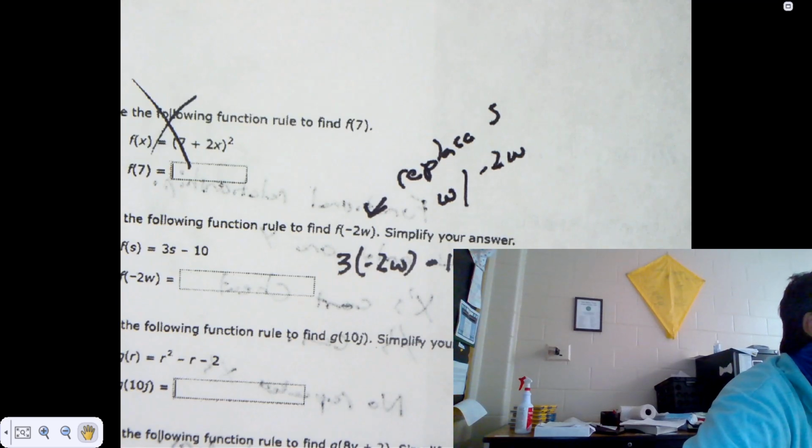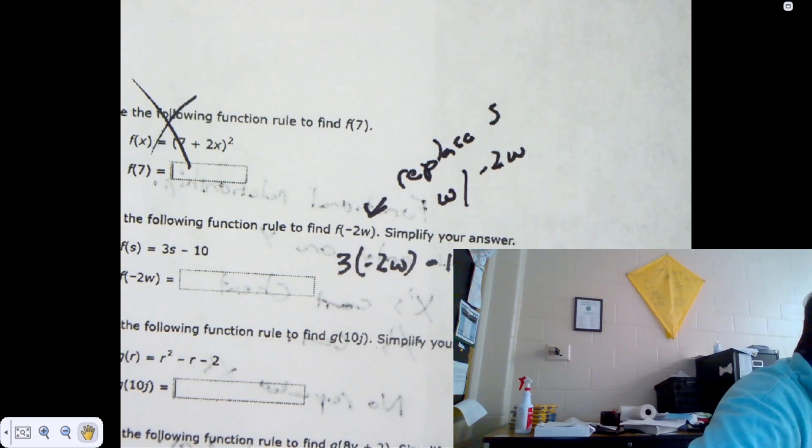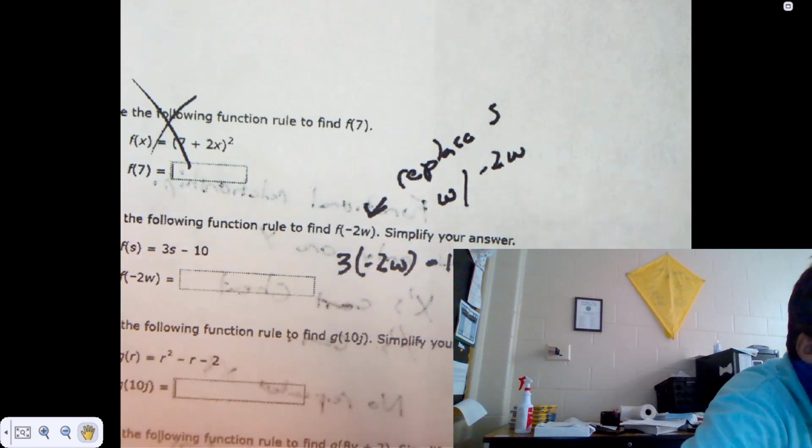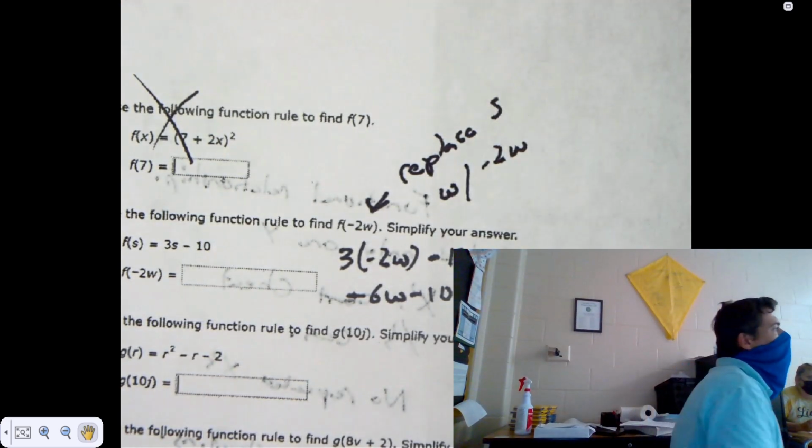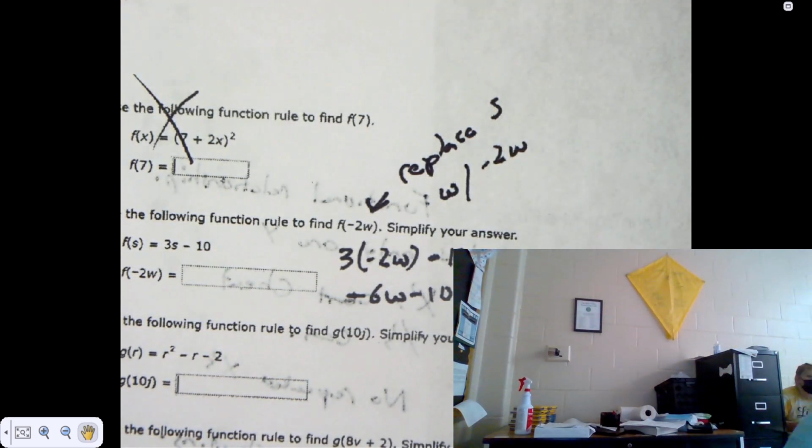Now, anyways, what is 3 times -2w? -6w. And it does say simplify, because there's going to be at least one kid who tries to put -6 and -10 together. It's going to happen. Can you? Why not? Not like terms. You can't add 3 apples and 3 oranges. You just have fruit. You have 6 pieces of fruit. You can't add W's and numbers. No.